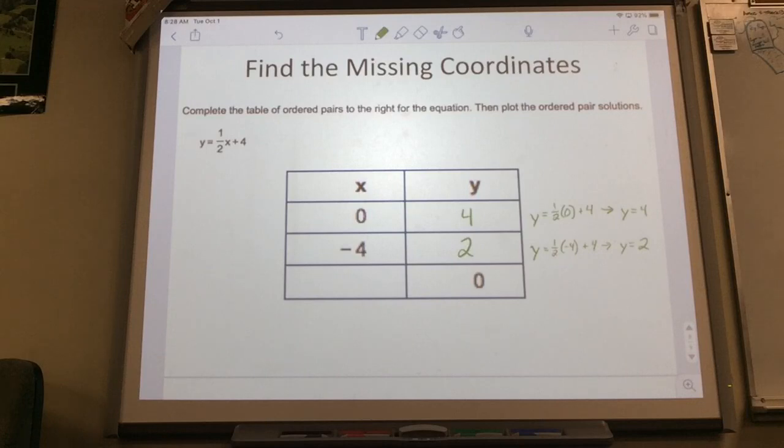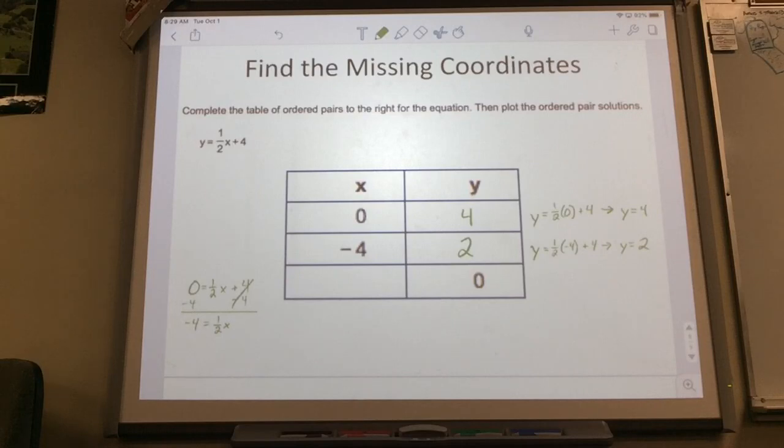On the last one, they've given us a y, so we'll actually have to solve it a little bit. So if I plug a y in there, that is 0 equals 1/2 x plus 4. We do have to solve that equation. Okay, in order to solve it, we undo the addition or subtraction first. So subtract 4 from both sides. Minus 4, minus 4. So negative 4 equals 1/2 x.